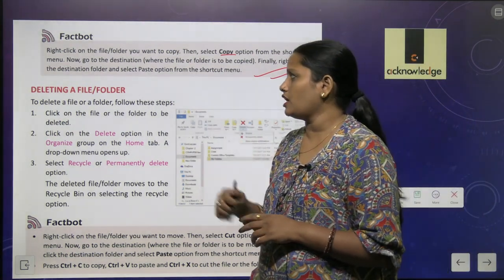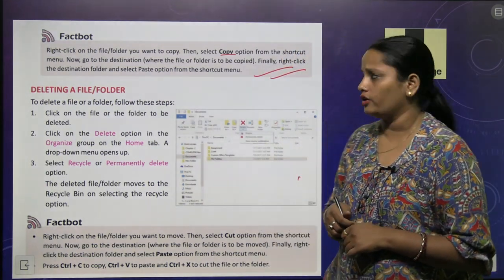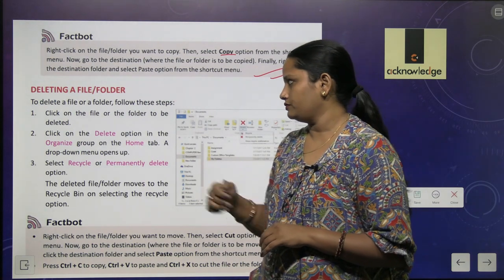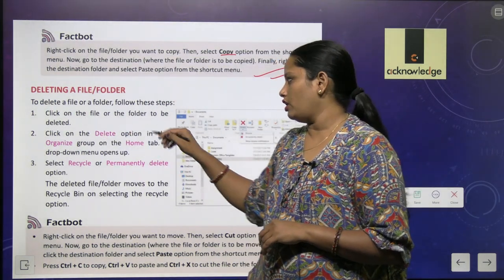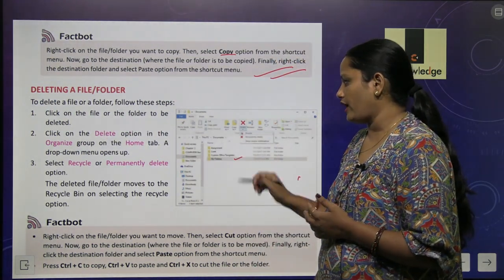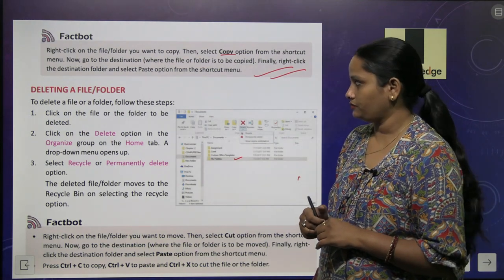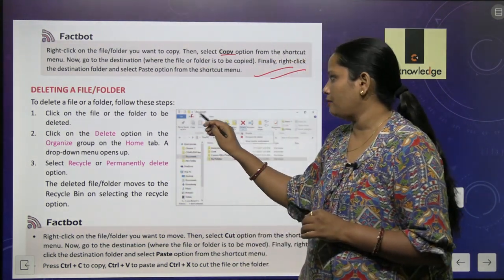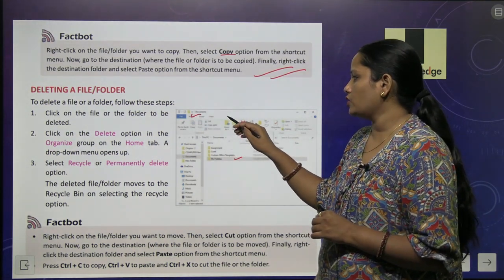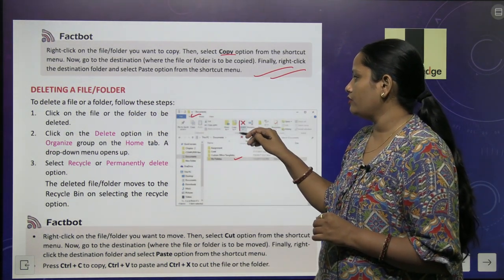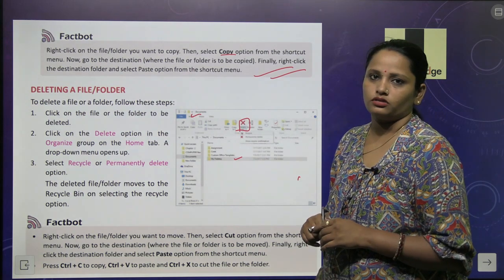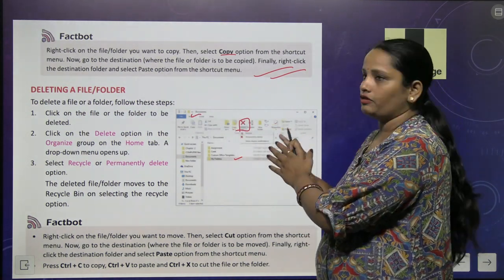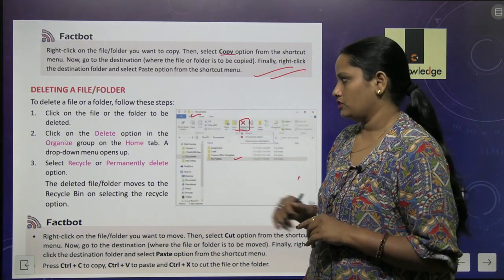Next is deleting a file or folder. How to delete a file or folder? It is also very simple. We have to select the file that is to be deleted. Okay. Next we have to go to the Home tab, Organize group, and from there we have to select this Delete option. Okay. Home tab, Organize group, and then we have to select the Delete option.